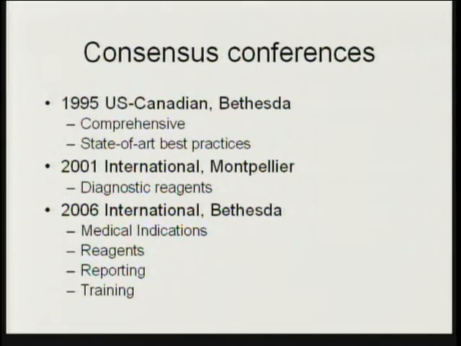As a result, there have been attempts at various consensus conferences that have been formed, including the original one in 1995 that produced some guidelines for the performance of clinical flow cytometry for leukemia and lymphoma, an update in 2001 to attempt diagnostic reagents. But in a certain sense, both of these were failures in the sense that they never really devised a truly standardized methodology and validated its performance. And as a result, the field continues to languish in this state.